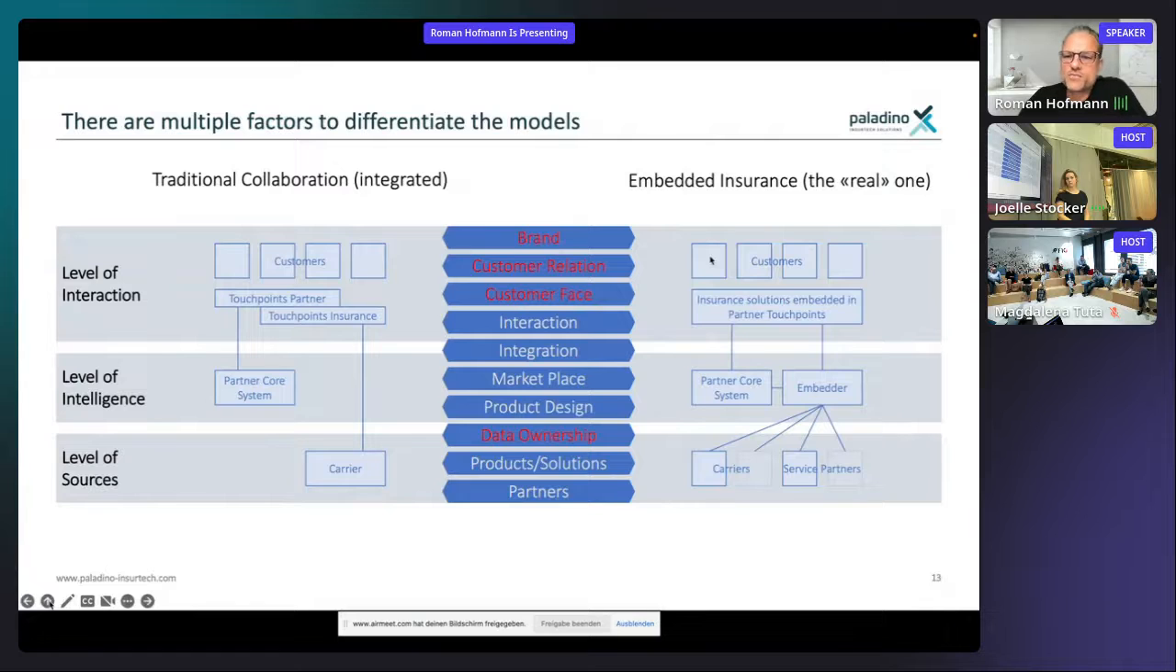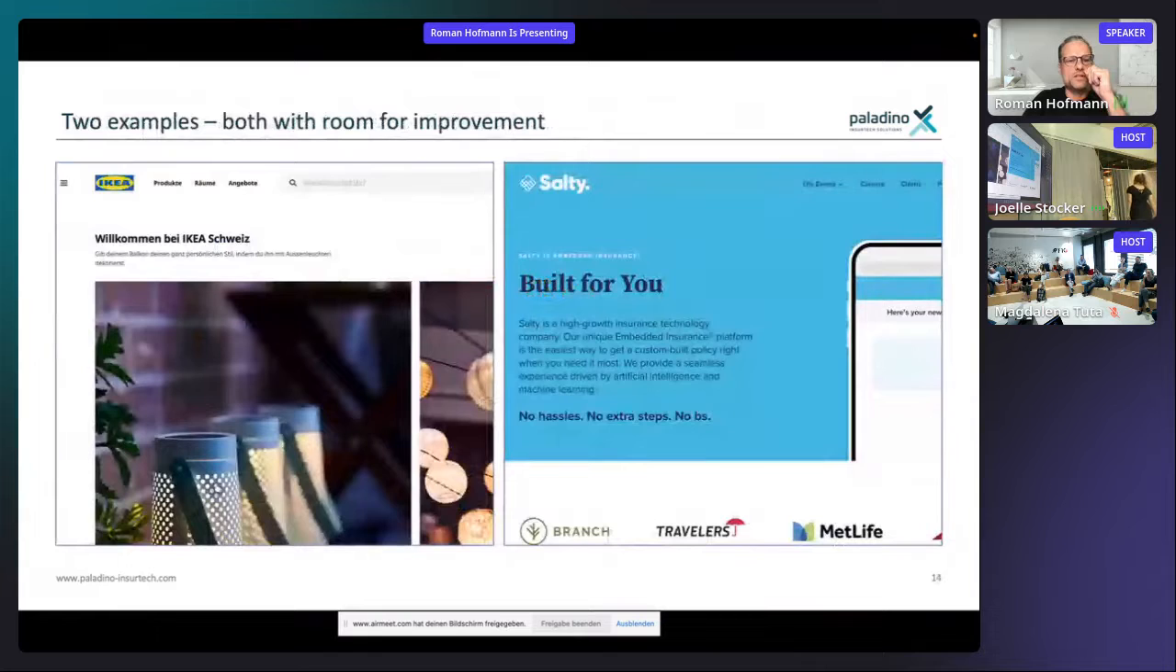And then the second part is important as well. In traditional models, normally the customer disappears. That means as soon as the traditional third-party channel has opened the contact to the customer, they disappear immediately into the world of the third party. Just to give you an example, maybe some of you have seen that IKEA in Switzerland sells household protection.